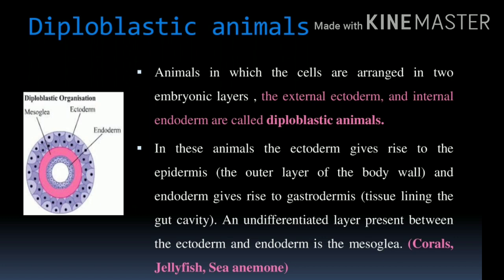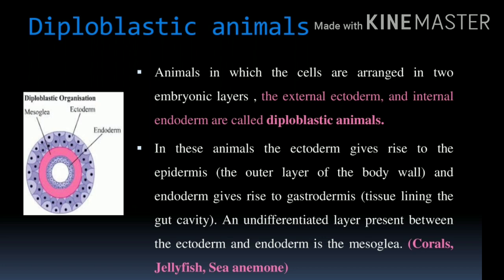If an undifferentiated layer is present between the ectoderm and endoderm, that is called the mesoglea. Note this: the undifferentiated layer present between the ectoderm and endoderm is the mesoglea. Later this mesoglea forms a mesoderm layer. But in the diploblastic condition, there is a jelly-like layer called the mesoglea. What are examples of diploblastic animals? Corals, jellyfish, sea anemone. Can you understand?